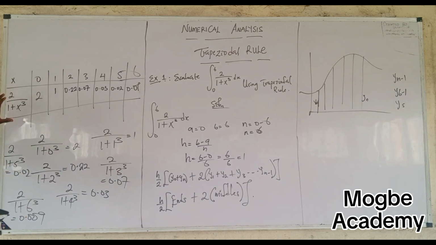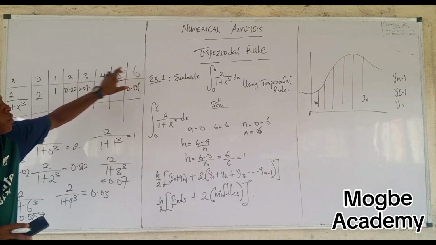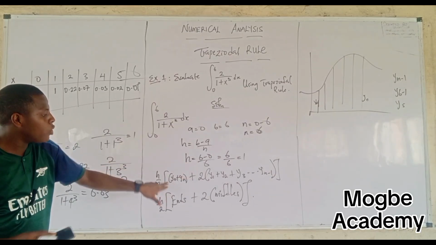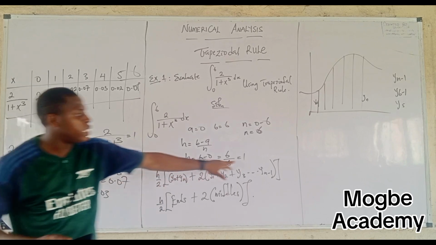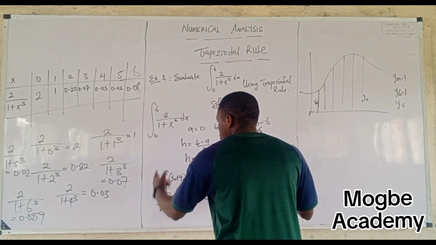Are we together? Now we know y0. We know y1. We know y2 to y6. So what is stopping us from taking what we have here into your given formula? You already know what h is, and h is already 1. So what you have here is applying your trapezoidal formula.